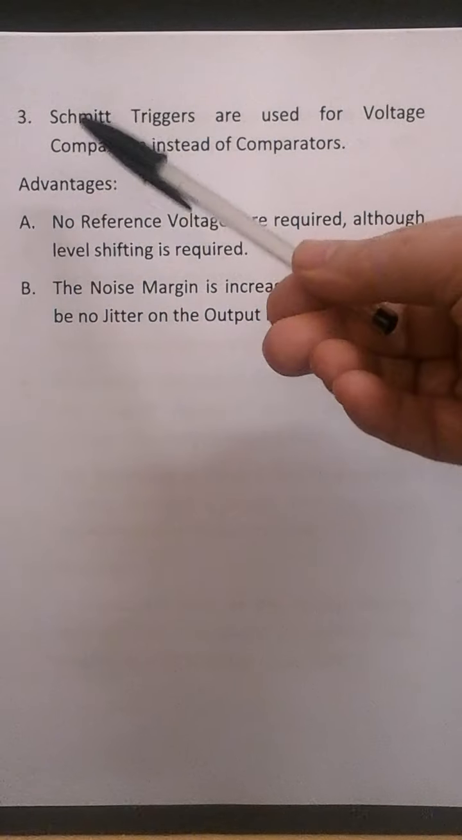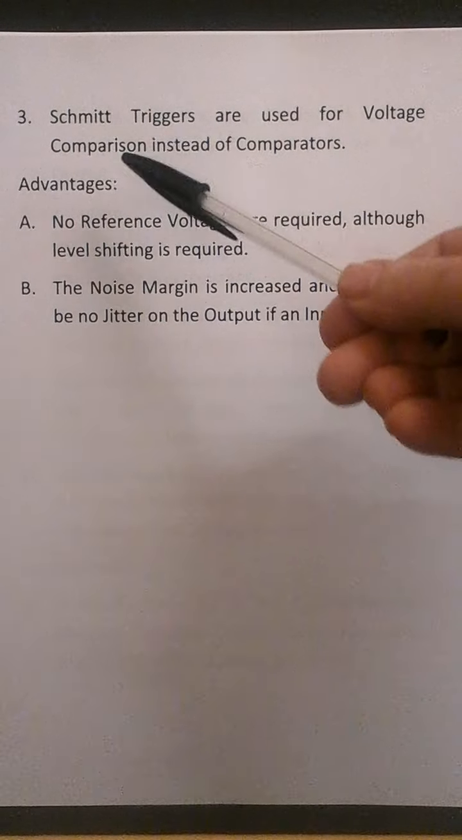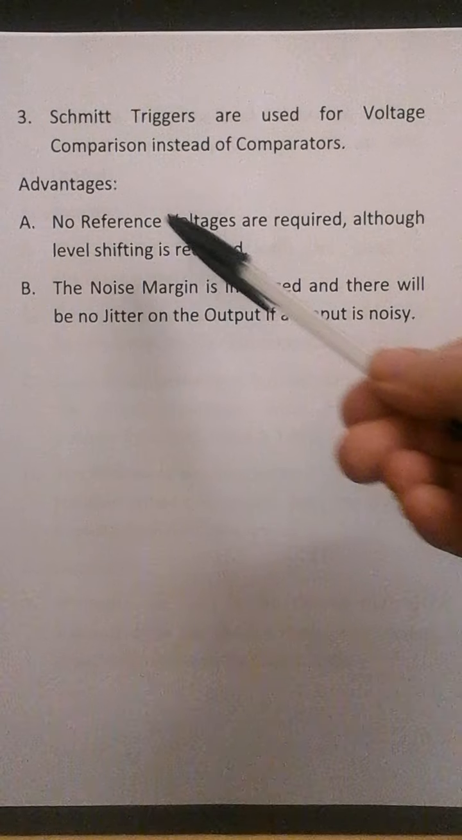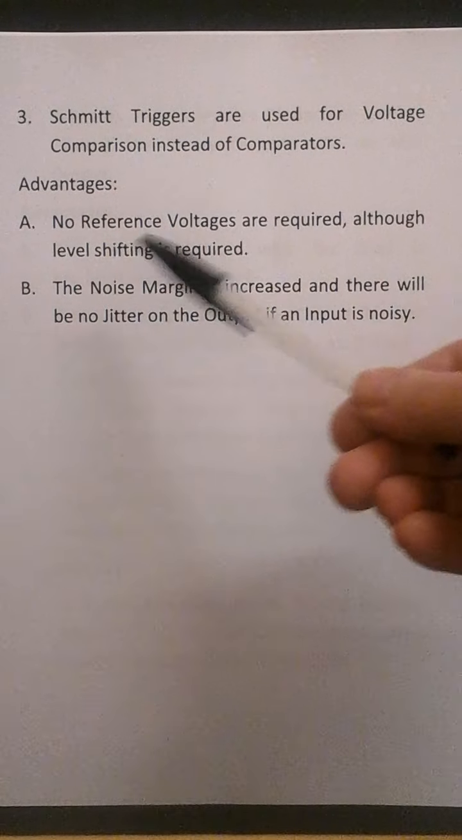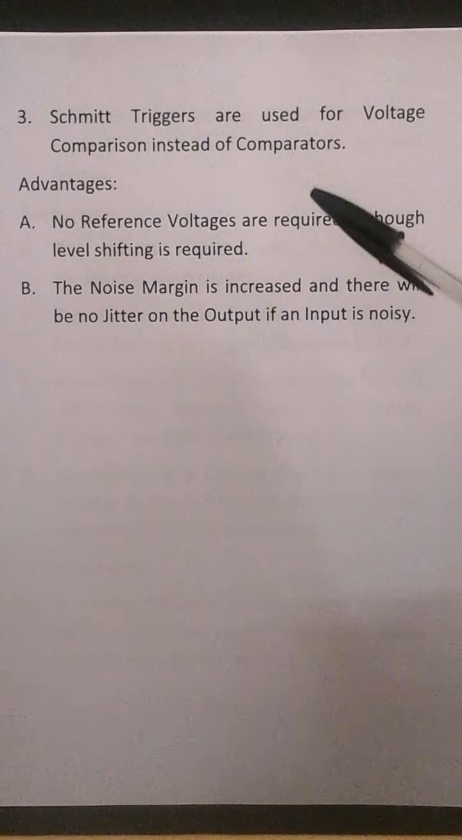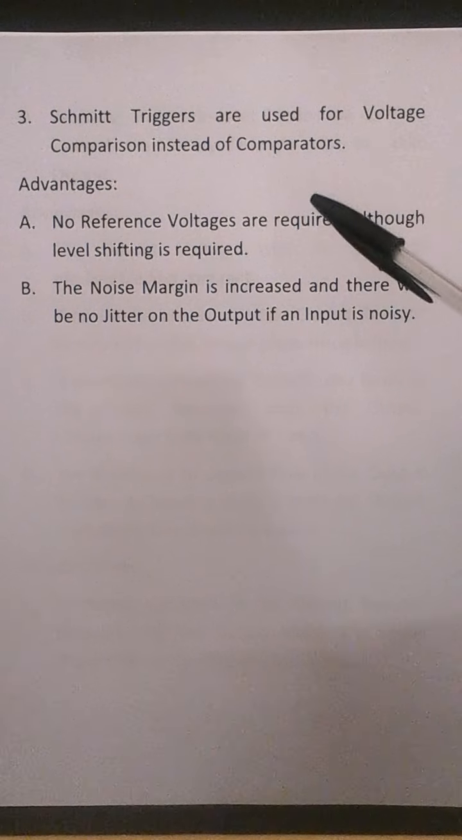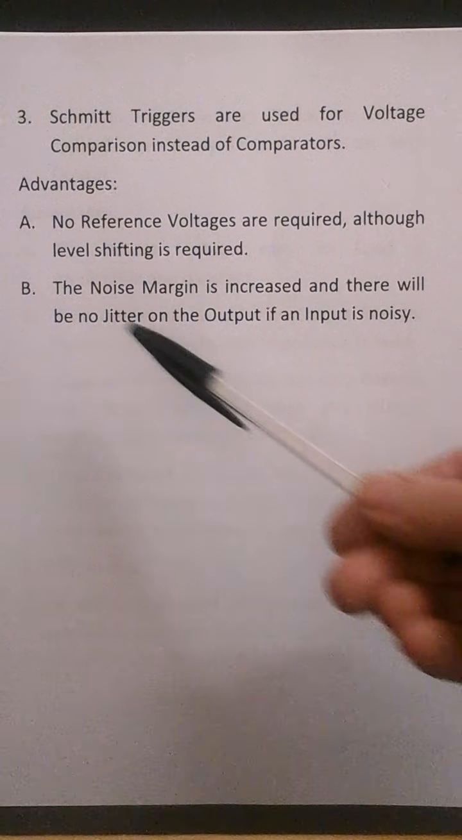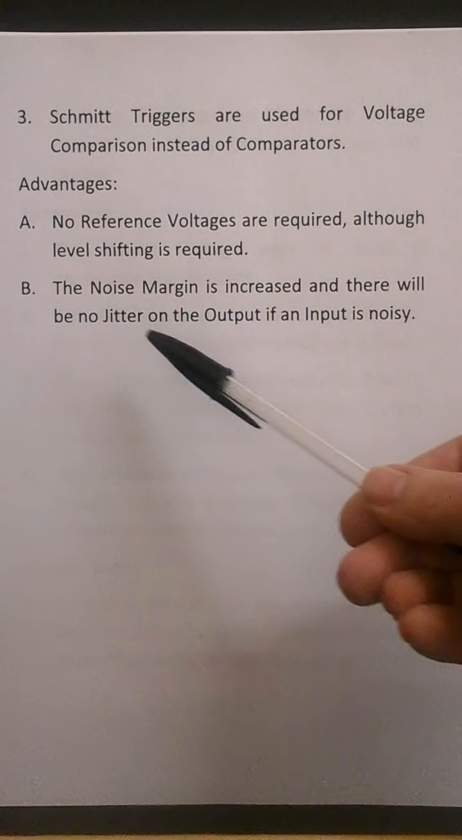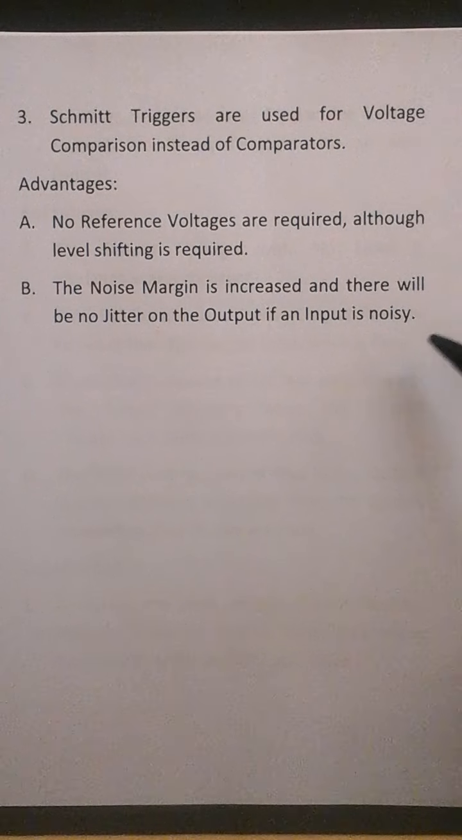Number 3, Schmitt triggers are used for voltage comparison instead of comparators. Advantages: no reference voltages are required, although level shifting is required. This is because the Schmitt trigger hysteresis levels, trigger levels, are fixed. The noise margin is increased, and there will be no jitter on the output if the input is noisy.